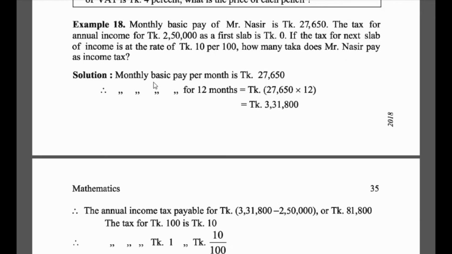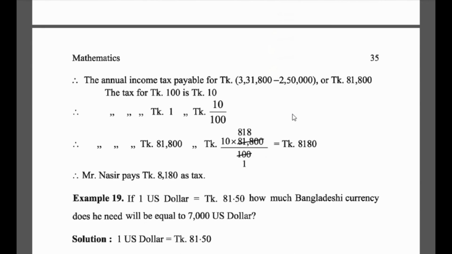It's given that the monthly basic pay is Taka 27,650. As it is counted annually, per month replacing 1 by 12, the basic pay for 12 months must be greater than 1. So 27,650 is multiplied by 12. If I multiply 27,650 by 12, the result is 3,31,800. Let's go to the next part.